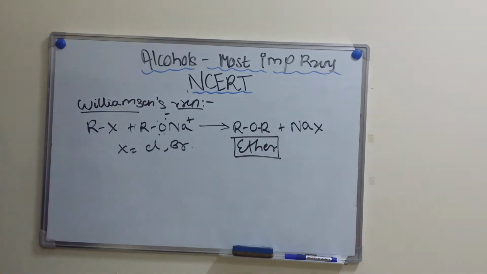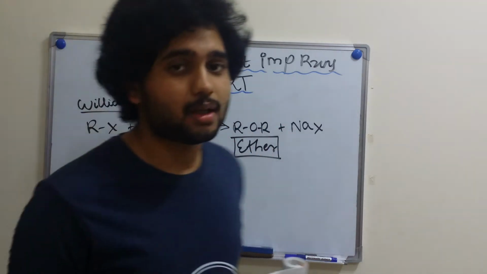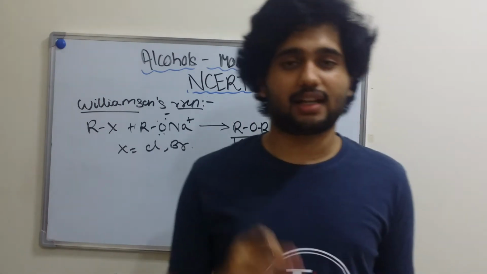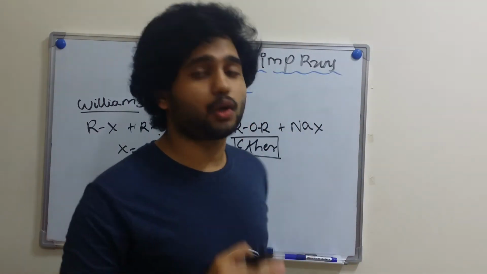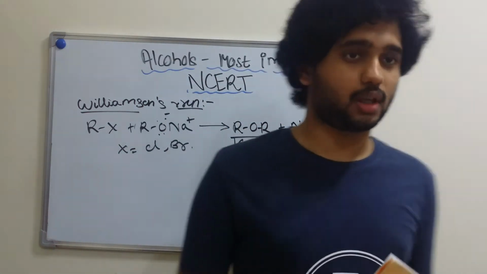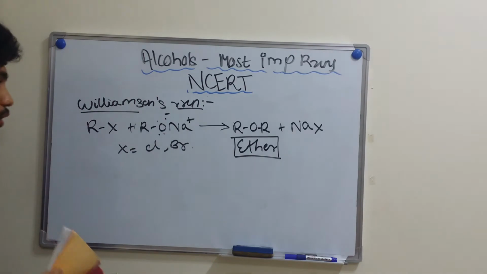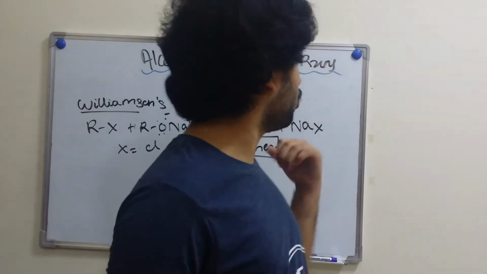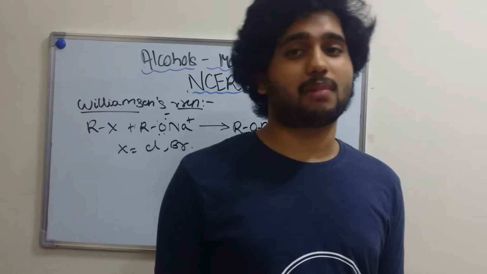ether plus NaX. Here we cannot use fluorine because fluorine is so highly reactive that it can catch fire, and we also cannot use iodine because it is very slow in reaction. That's why we only make use of chlorine or bromine. Please make a note of this as well. Most important reaction, asked every time in your board exams.